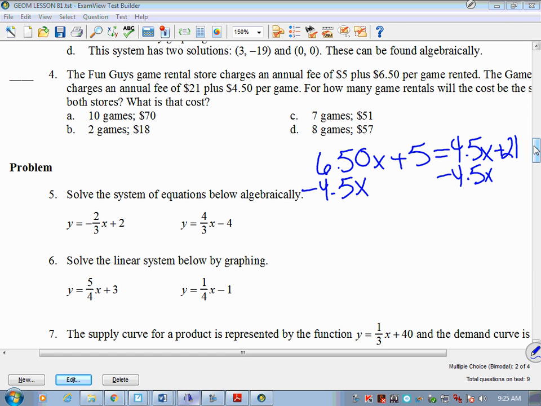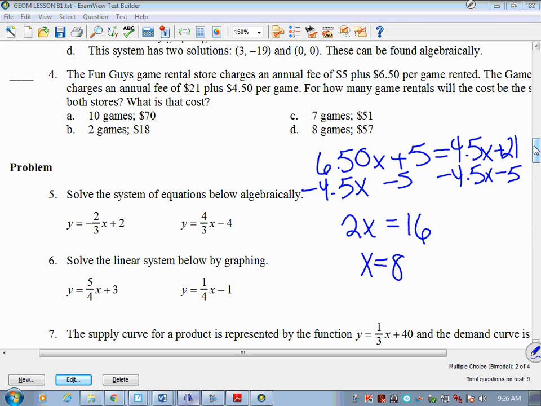Okay? What do I want to do with that 5, Nick? That 6.5x plus 5. Can I get that 5 over to the other side? Subtract it to the other side. Should give me a list of positive values. What's 6.5 minus 4.5? 2x. 2x equals what? What's 21 minus 5? 16. Right? Divide by 2. X equals 8. So whenever I rent 8 games from either place, my cost is going to be the same.